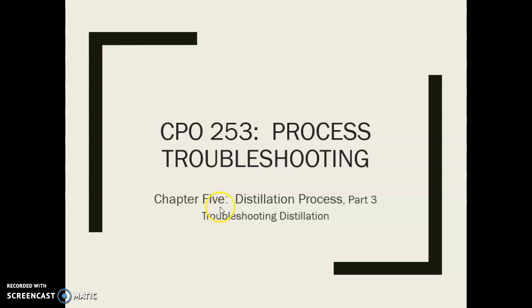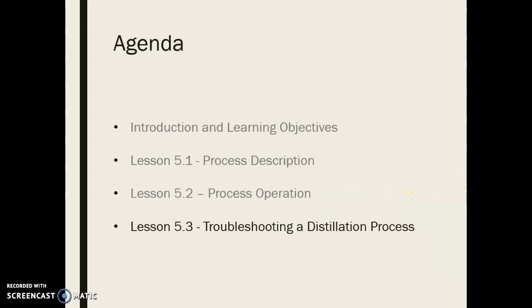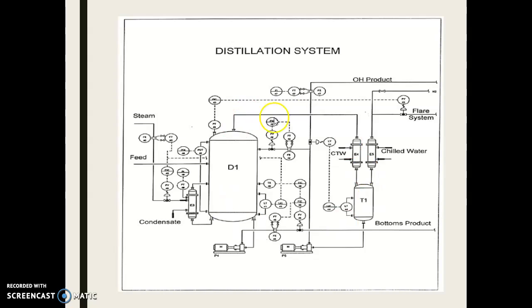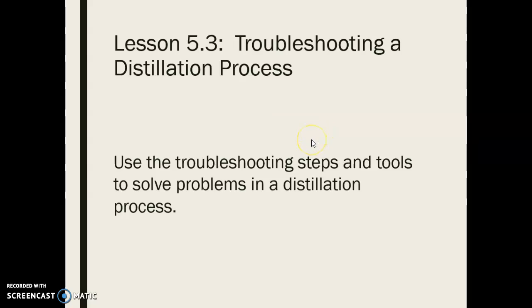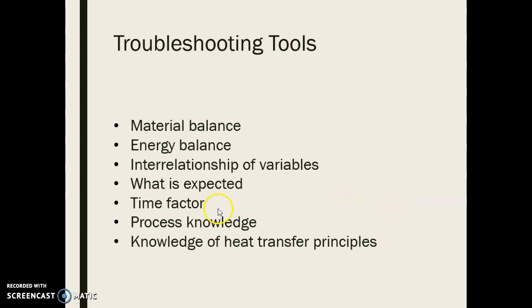We're again on Chapter 5, Distillation Process, and we're covering Part 3, which is the troubleshooting. Okay, so we looked at process description and the operation and troubleshooting of a distillation process. You should have in front of you your schematic on page 527. You should also have 529 and 531, which are all of the other conditions in the instrumentation list. So we're going to use our troubleshooting steps again and our tools to solve the problems.